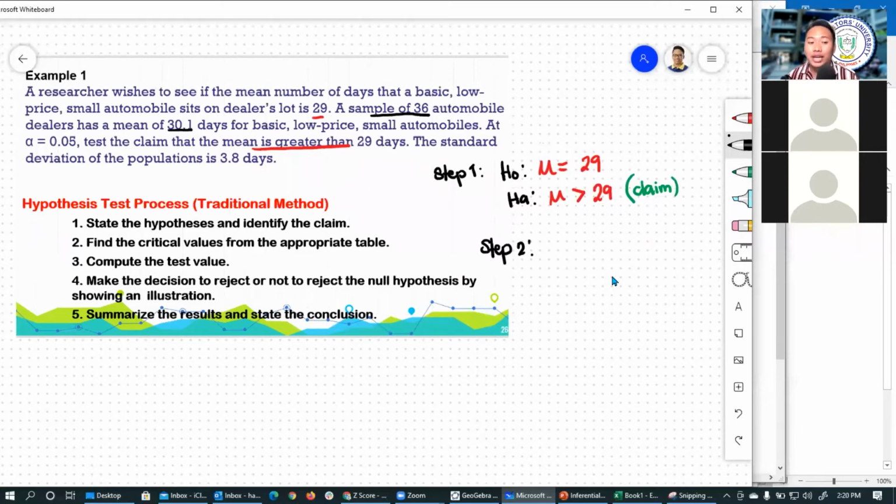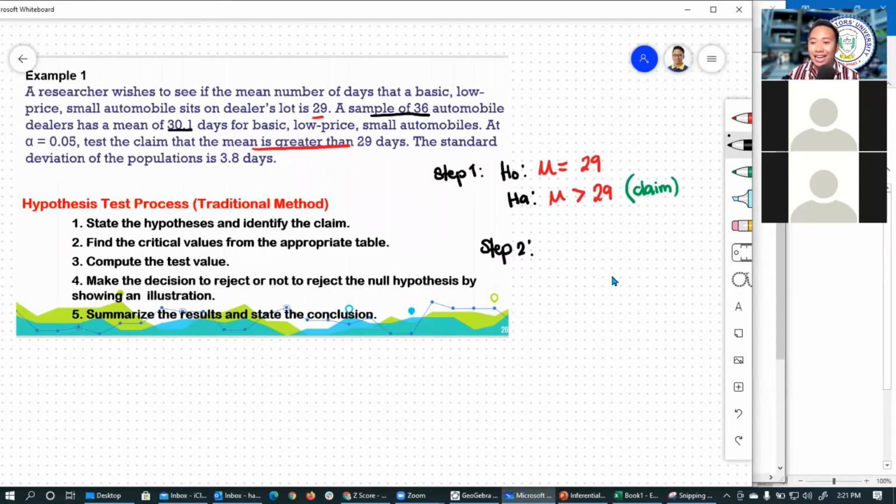Step number 2 is finding the critical value. I'm not gonna ask anyone because I haven't discussed yet how to find it, so I'm gonna discuss it to you guys. I asked someone for step 1 because I had mentioned before how to determine and how to state the null and alternative hypothesis. So step 2, find the critical values from the appropriate table.